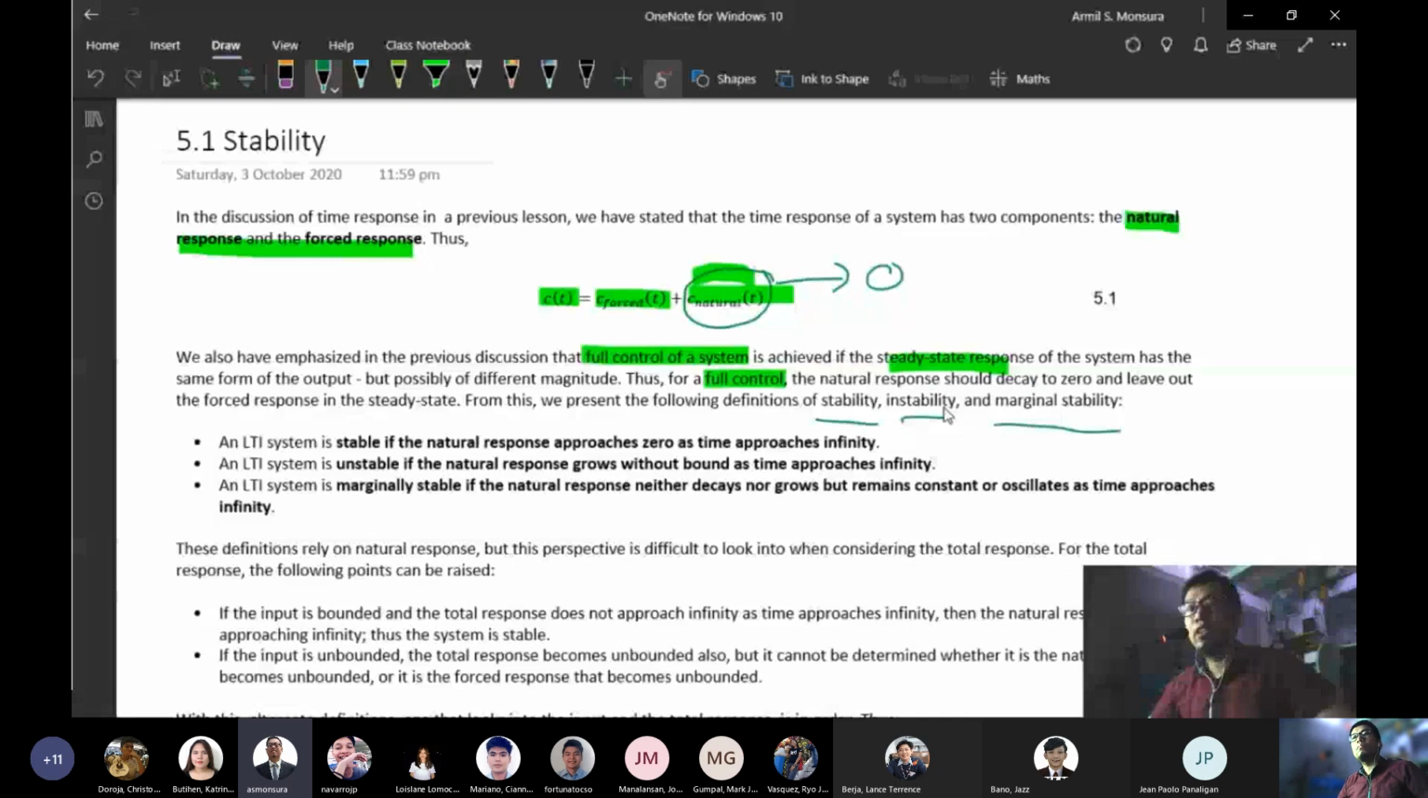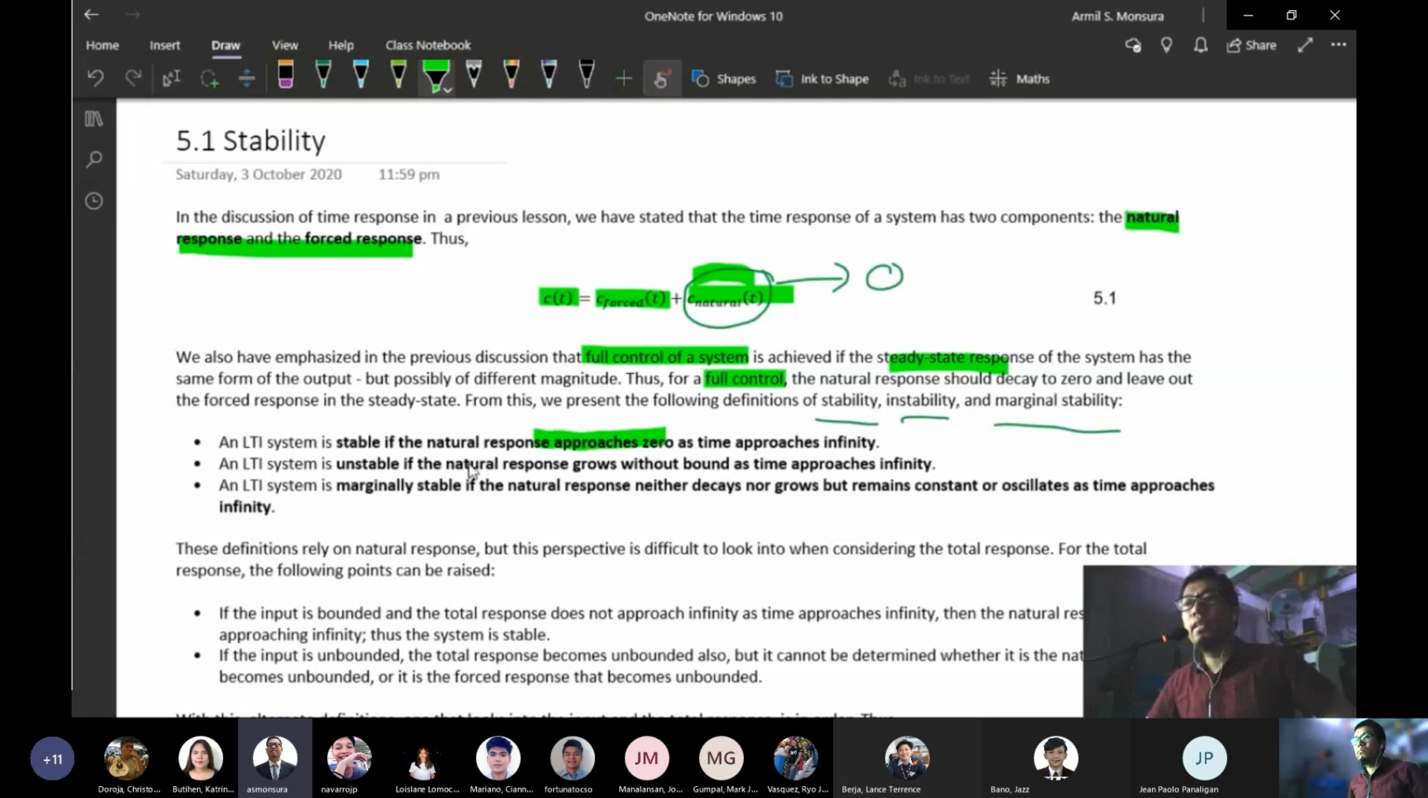So, bali, in terms ng stability, meron tayong tatlong states. Whether your system is unstable, meron tayong system na stable, at meron tayong system na marginally stable. An LTI system is stable if the natural response approaches 0 as time approaches infinity. So, alam na natin yan. Dapat mag-approach ng 0 yung natural response natin as time approaches infinity para masabi natin na yung system natin ay stable.